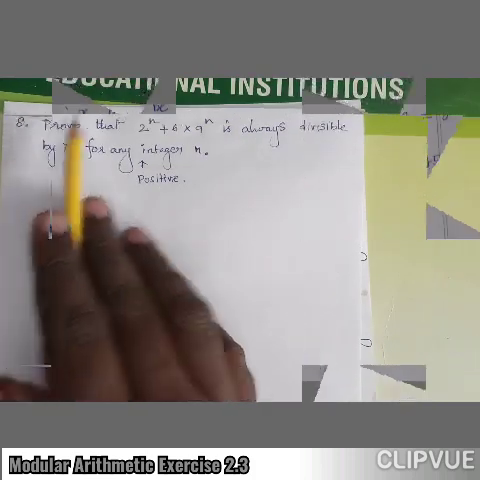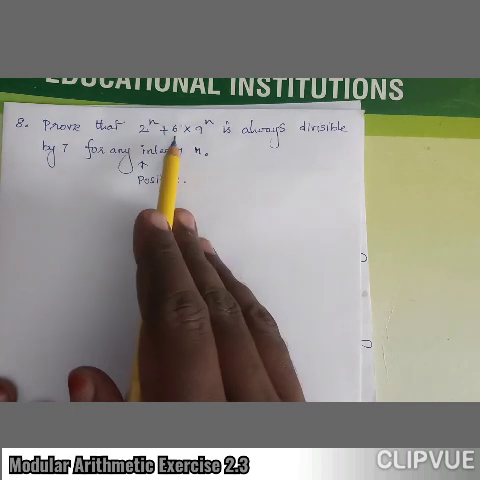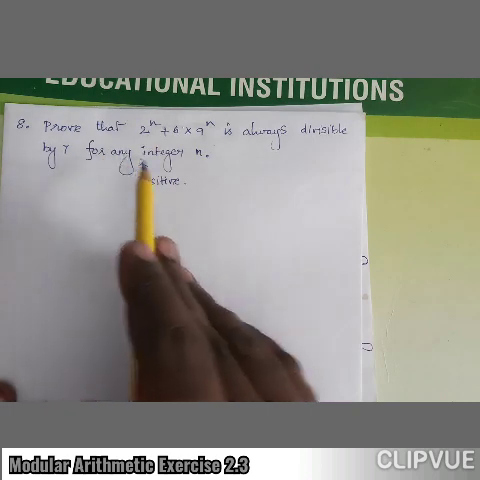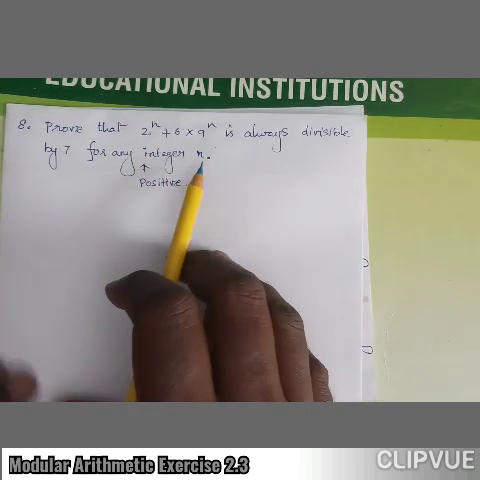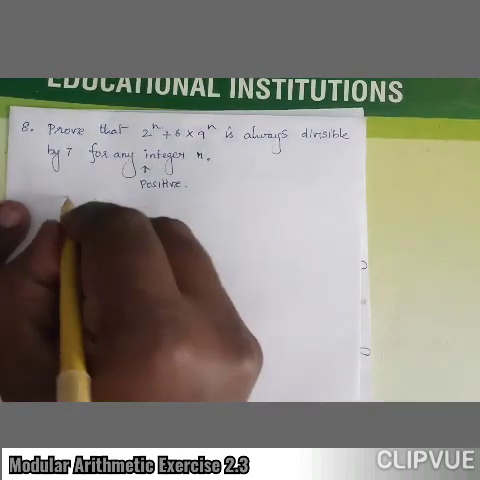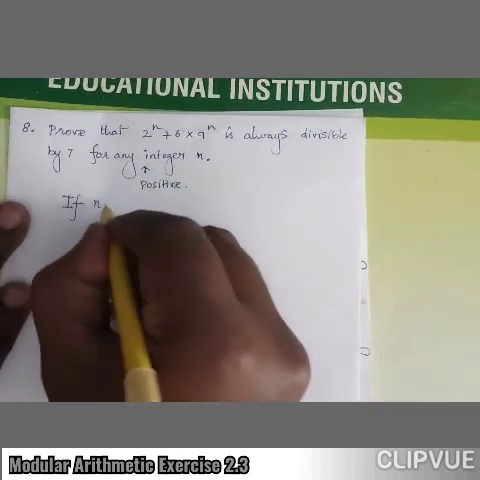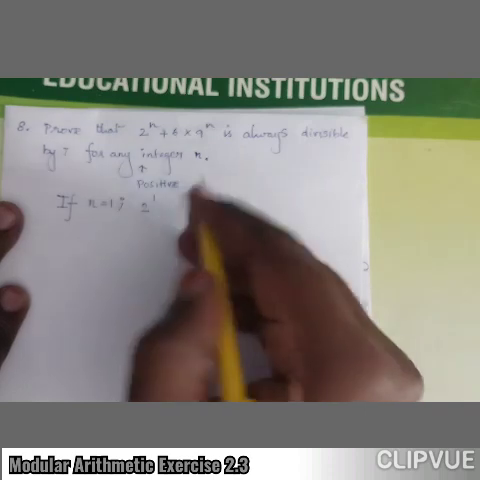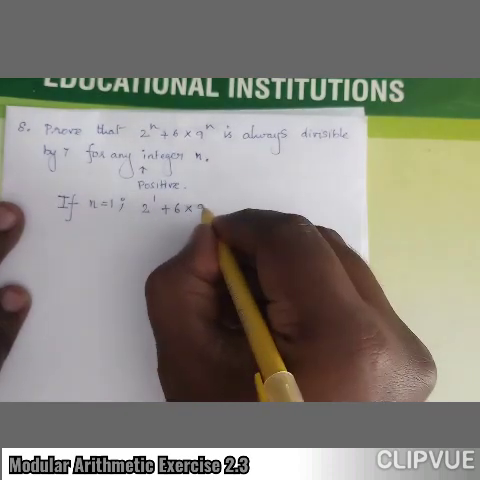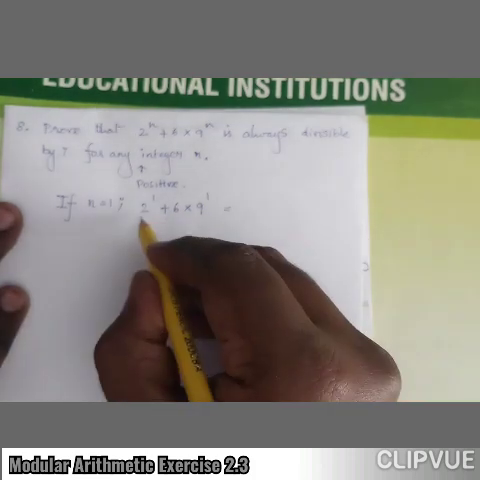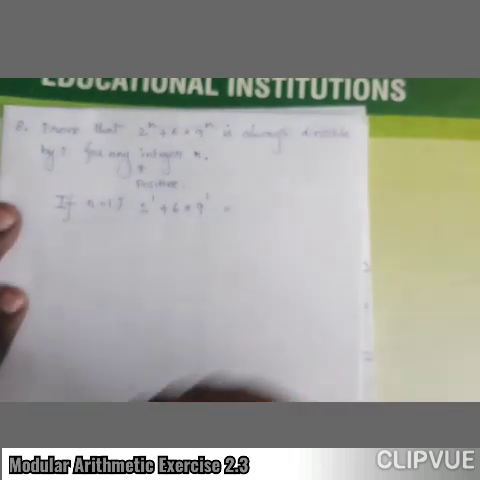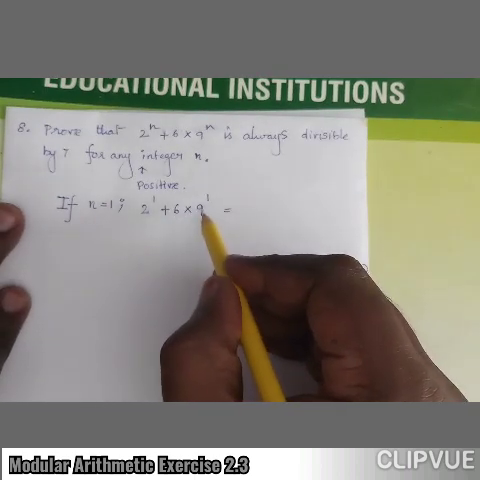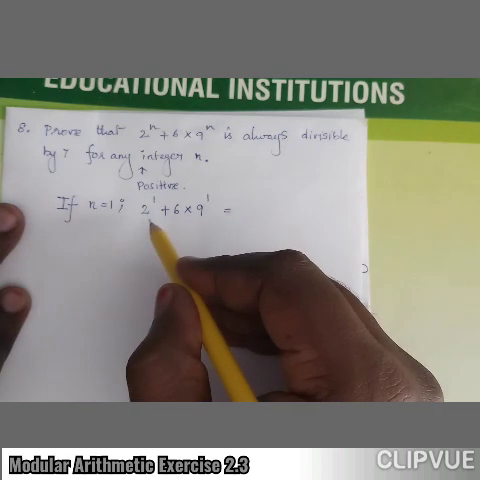Question number 8. Prove that 2 power n plus 6 into 9 power n is always divisible by 7 for any positive integer n. Now we are going to prove this. If n is equal to 1, then 2 power 1 plus 6 into 9 power 1. So 2 power 1 is 2, plus 6 into 9. First we multiply, after that we add, because of the BODMAS rule.